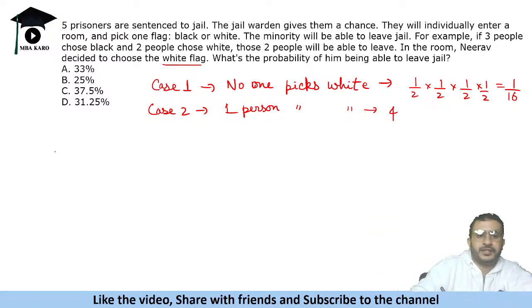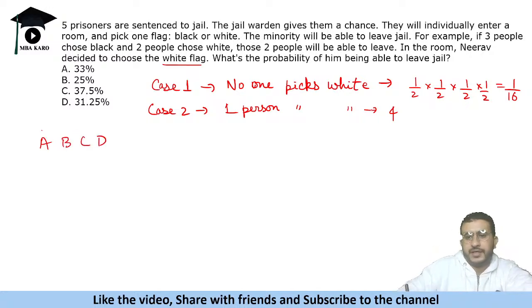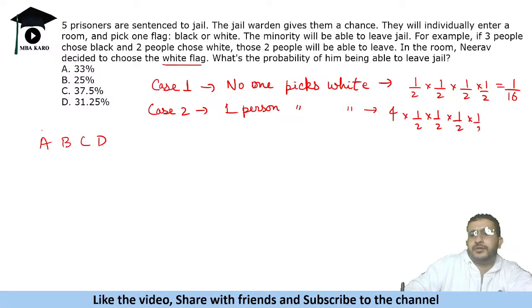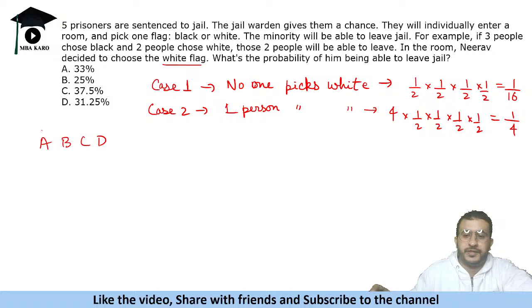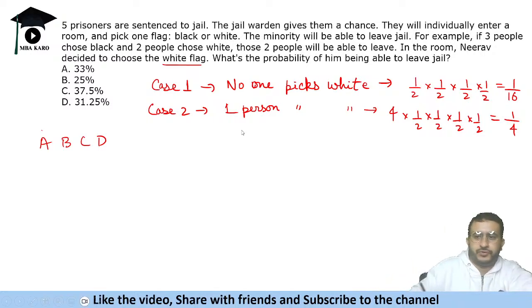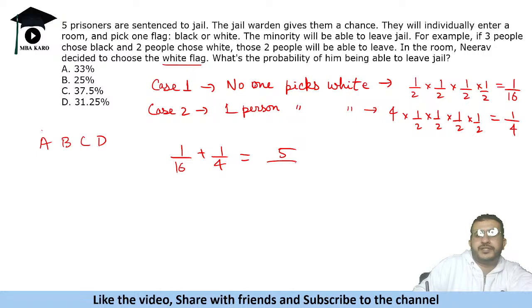Let us say the other prisoners are A, B, C, D. Any one person out of A, B, C, D. So four possibilities of picking a white flag. And the probability of picking a white flag is again 1 by 2, because either it is black or it is white. So 1 by 4. Okay, and there is no other way. If more than one person picks a white flag, he will not be able to leave. So the required probability is 1 by 16 plus 1 by 4, which is 5 by 16 or 31.25%.